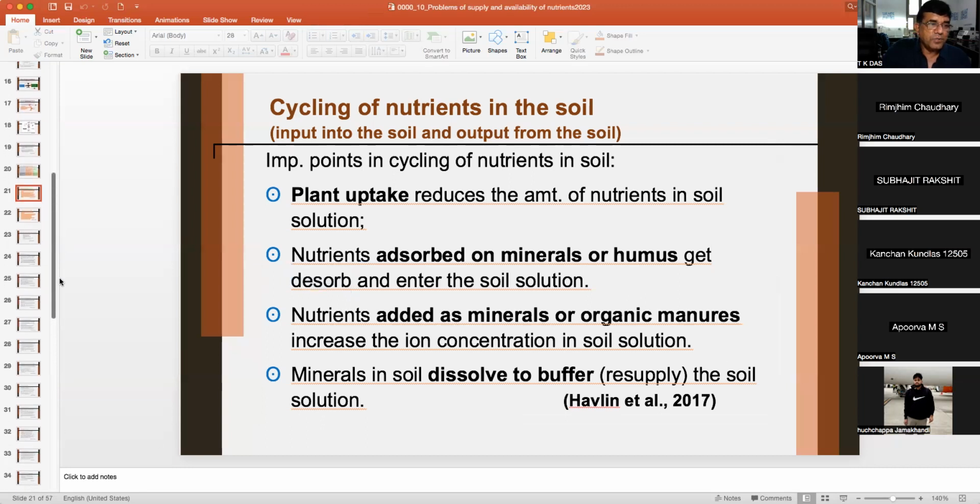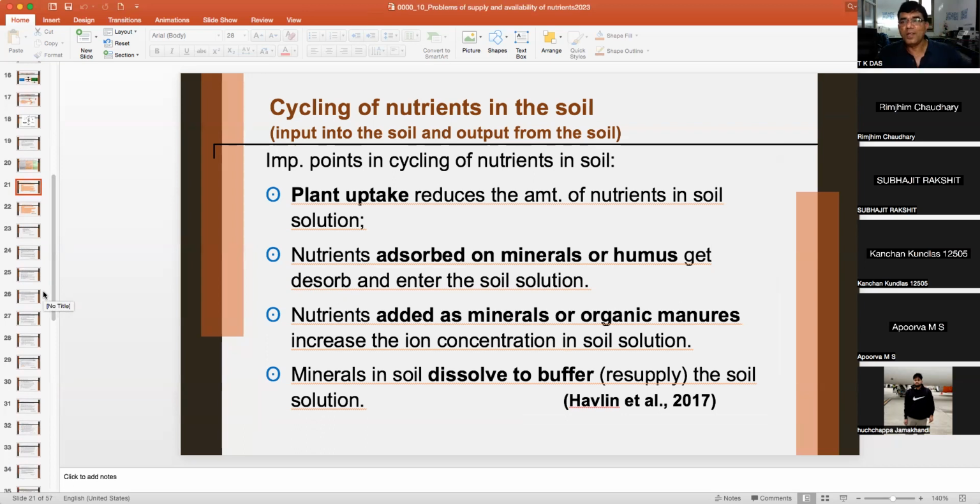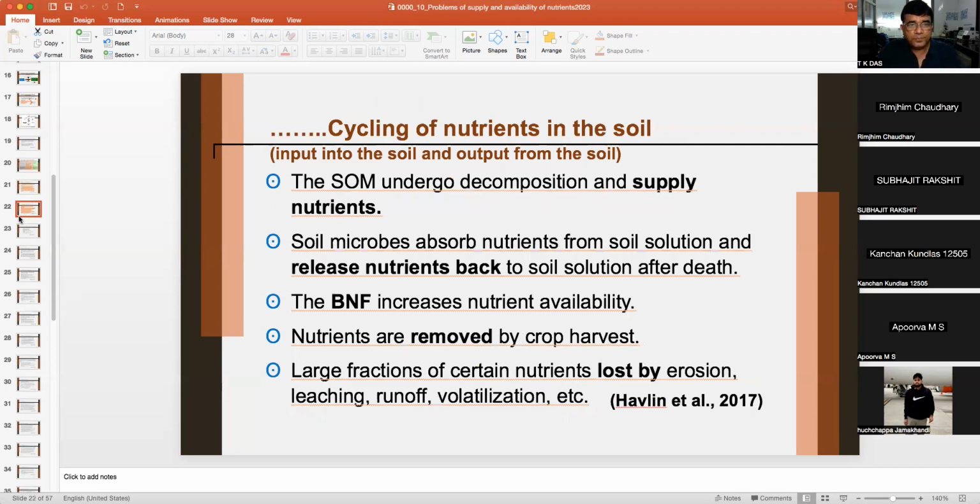If you have understood what I discussed up to now, then the remaining part is much easier to understand. Similarly, soil organic matter will also go through decomposition and supply nutrients. Soil microbes can absorb nutrients from soil solution for their growth, and then they will die and be decomposed and provide nutrients to the soil solution. Biological nitrogen fixation by free living organisms can also provide nitrogen to the soil solution. And of course, if we see the losses, nutrients are removed by crop harvest, and lost by erosion, leaching, runoff, and volatilization.